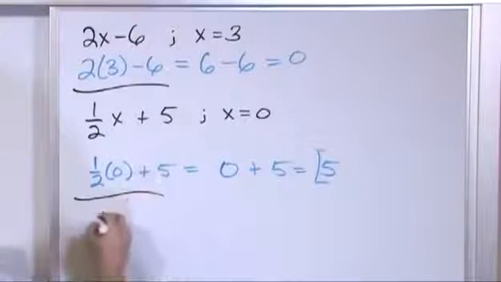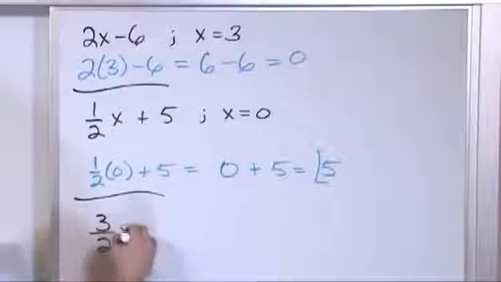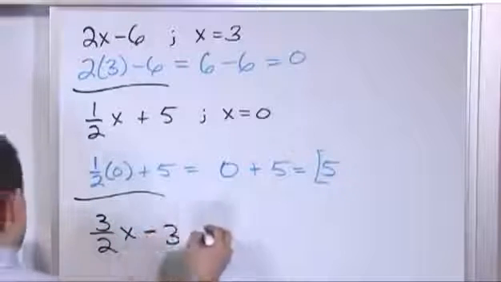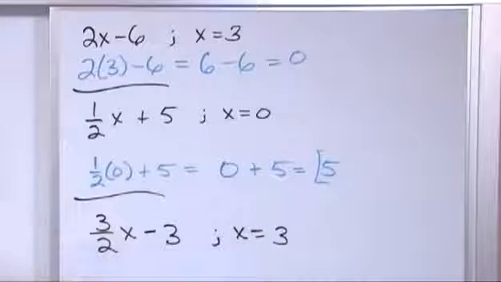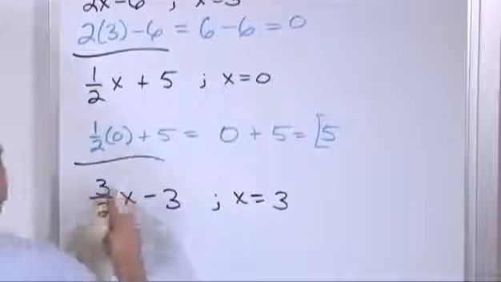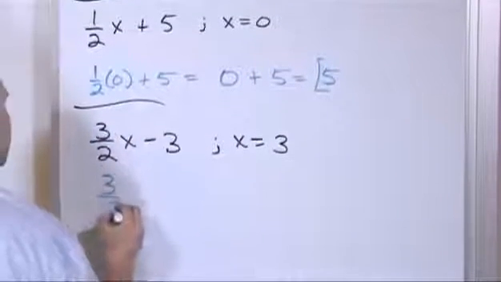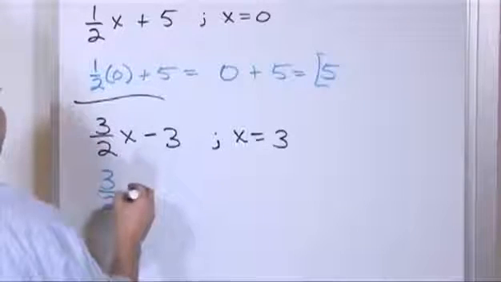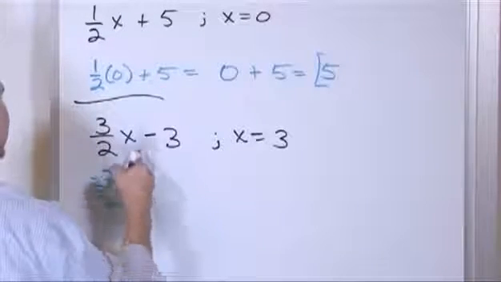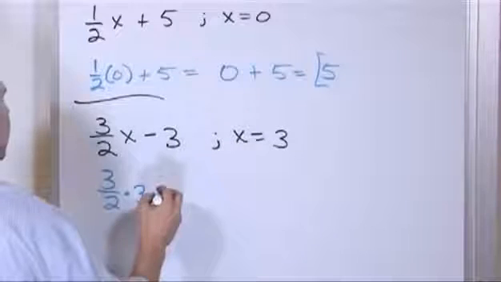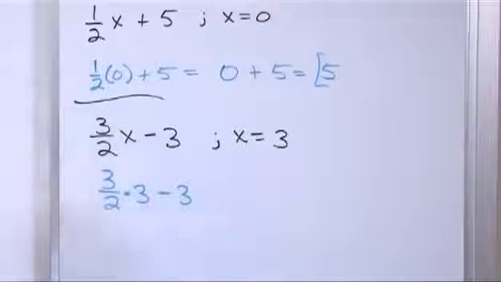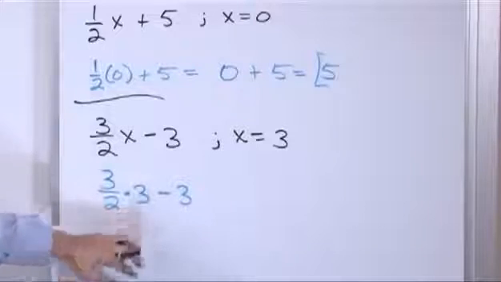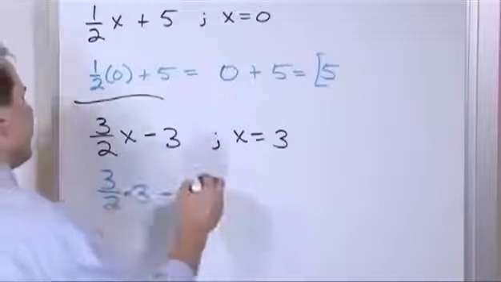What if I have 3/2 times x minus 3, where x is equal to 3? So I plug this guy in, so I'm going to have 3/2 times x, but this is just going to be times 3 because x is equal to 3. So I'm going to have minus 3. So how do I simplify this? This is where you start to need to use your knowledge of fractions. You have something multiplied by a fraction here.